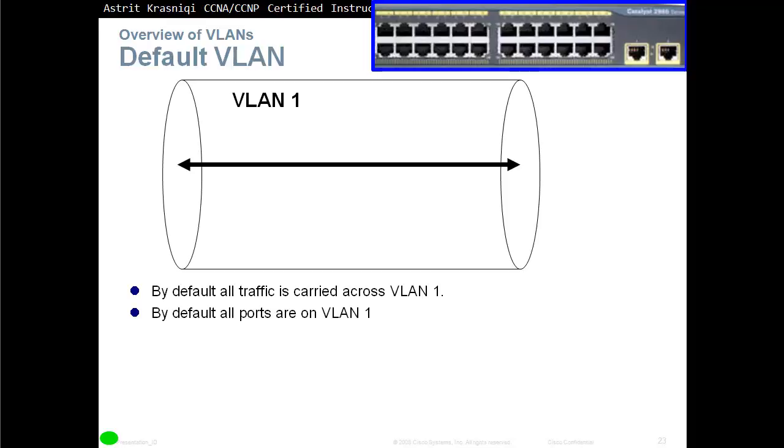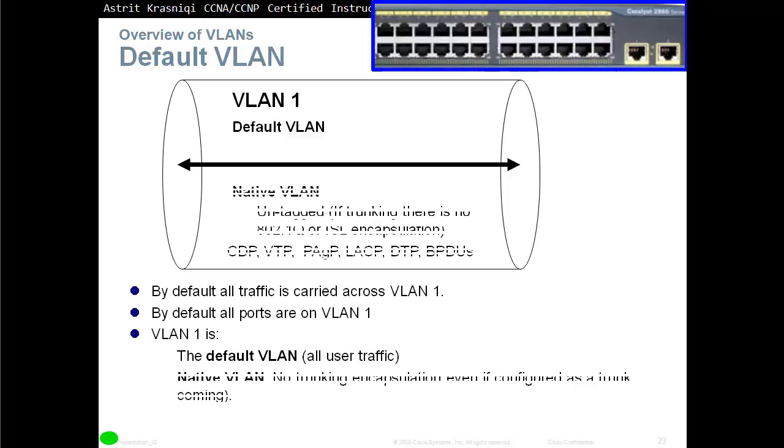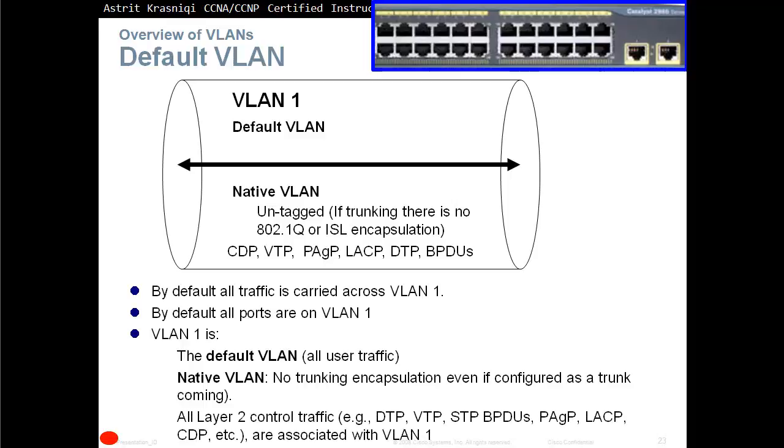By default, all the ports are on VLAN 1. So VLAN 1 is the default VLAN. It has all user traffic, all the ports are there. It's the native VLAN, with no trunking encapsulation, even if configured as a trunk. We'll see very soon what a native VLAN is. And it carries all layer 2 control traffic. For example, DTP, VTP, Spanning Tree Protocol BPDUs, PAgP, LACP, and CDP and so on. They are all carried on VLAN 1.